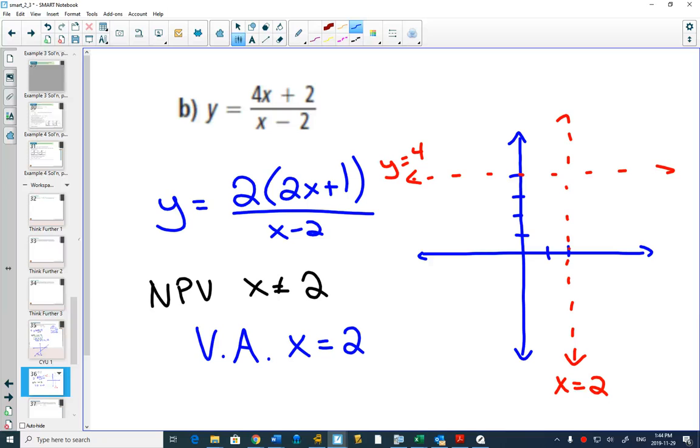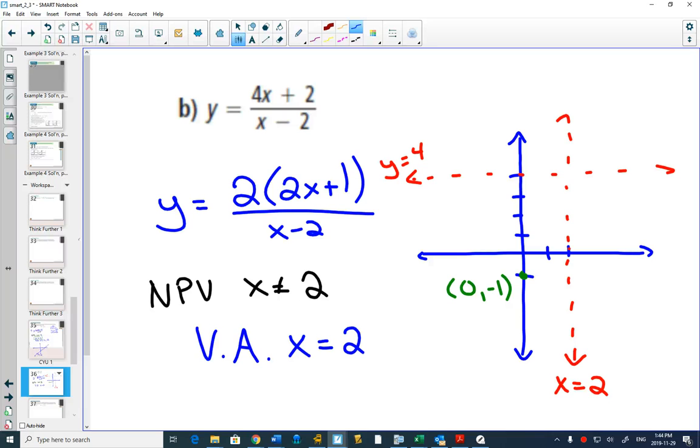Step 4 was pick some nice points. One of the nice points that you should pick is your y-intercept. How do you find a y-intercept? Plug in 0 for x. If I plug in 0 for x into my equation, can you see that you would get 2 divided by -2, which is -1. So you would have the point 0, -1.